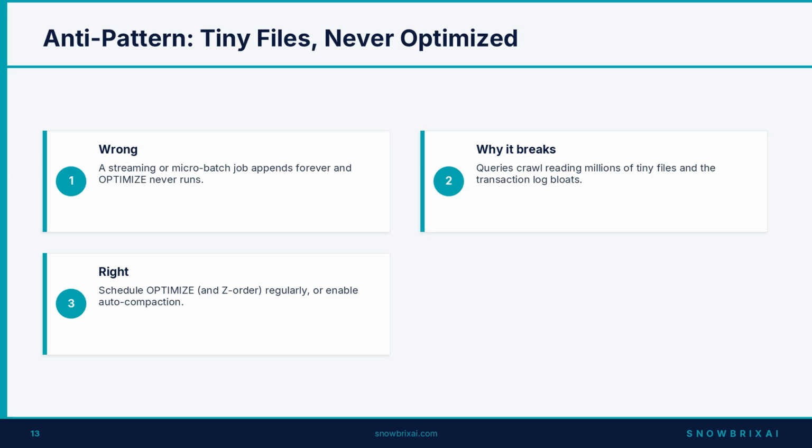The right way is simple: schedule optimize and Z-order to run regularly, or turn on auto compaction so Delta handles it for you. The engine will keep your table fast, but only if you let it do maintenance.